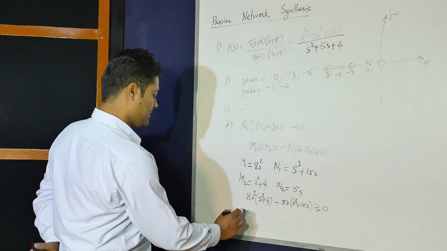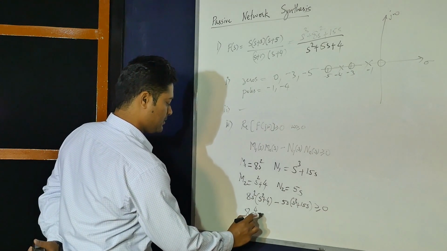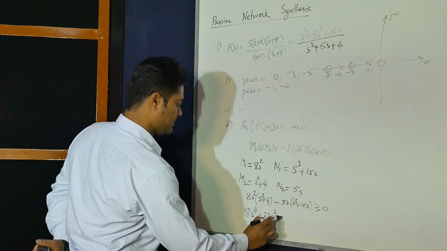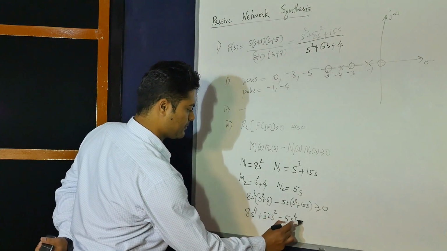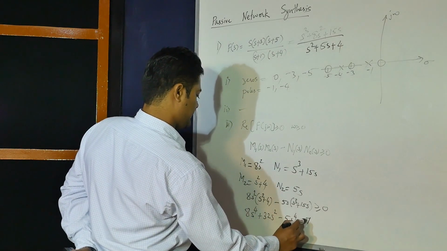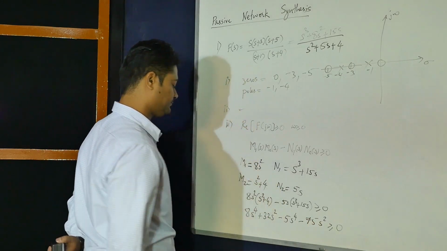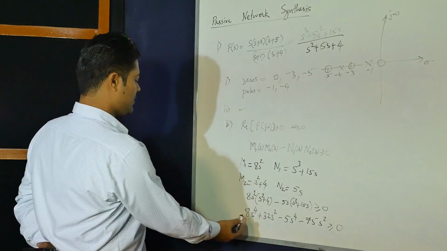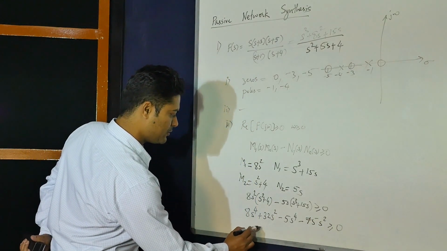If we expand this, we get 8s to the power 4 plus 32s square, minus 5s to the power 4 minus 75s square, which should be greater than or equal to 0. Once we do this, we will find the s to the power 4 term and the s to the power 2 term.